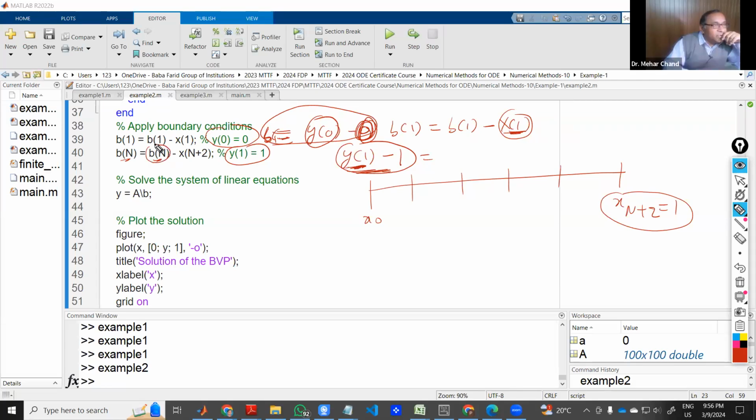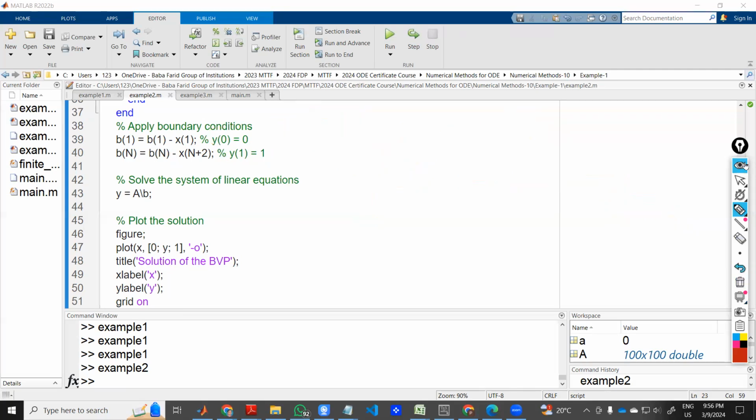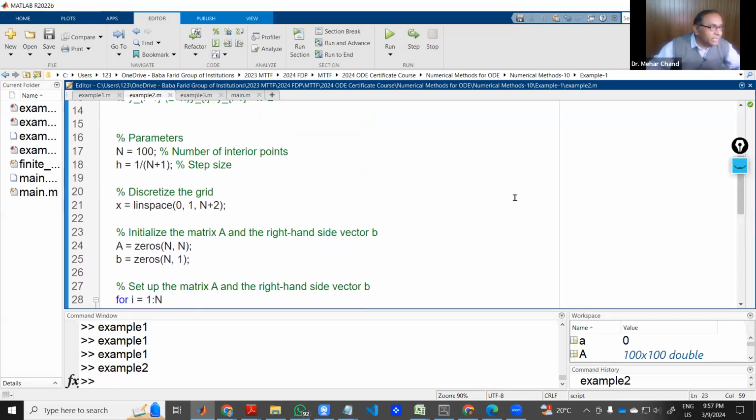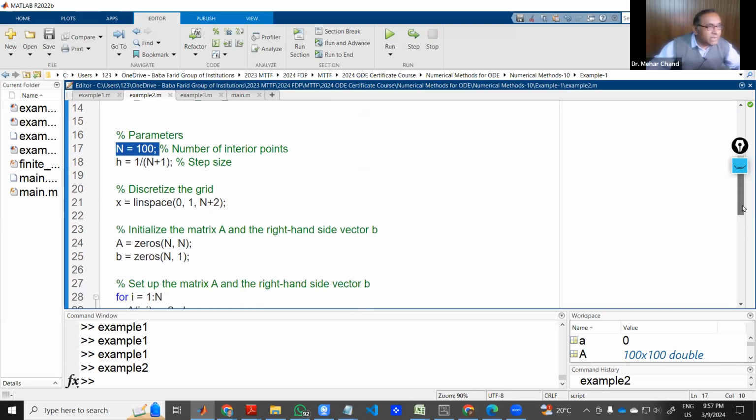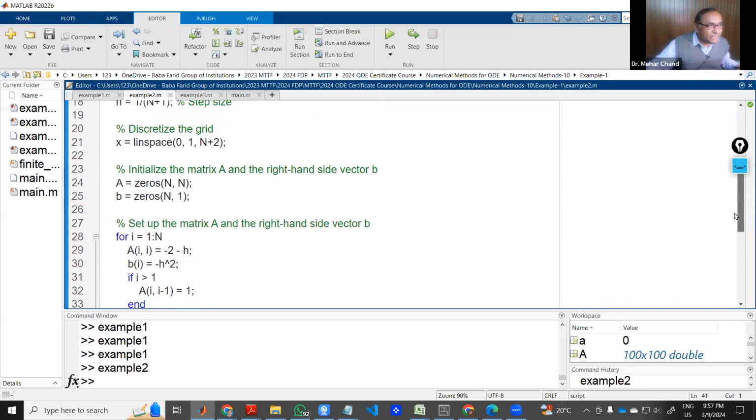This bn is 0 initially. I is equal to 1 to n. Okay, so the value of n is 100. N equal to 100 means this is the last row. This is the last value. Okay, this is the first value and this is the last at the end.